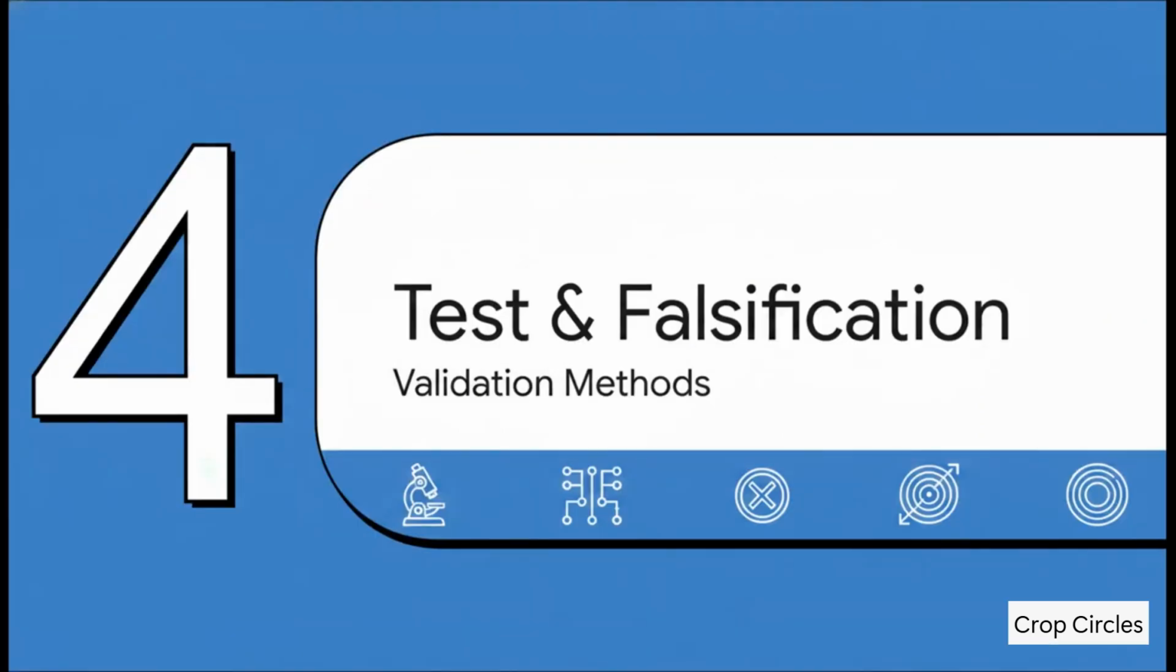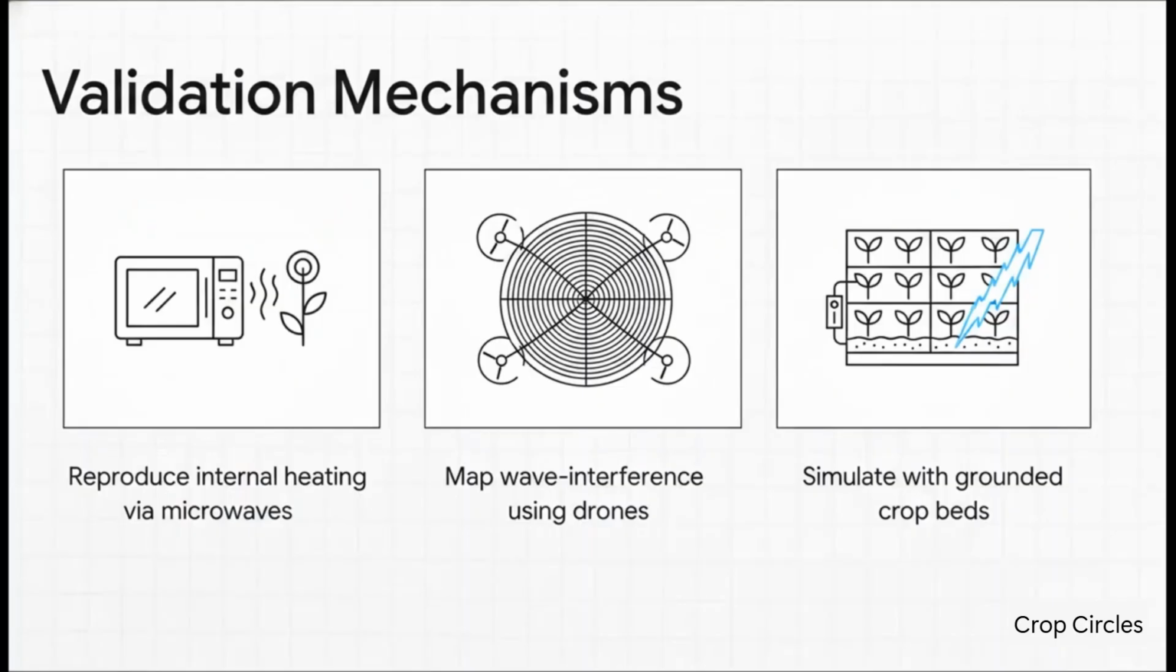Section 4. Validation and falsification. Listen, a hypothesis is just a cool story unless you can actually prove it. Any good scientific model needs a way to be tested and a way to be proven totally wrong. The really exciting part is that we can validate this in a lab.